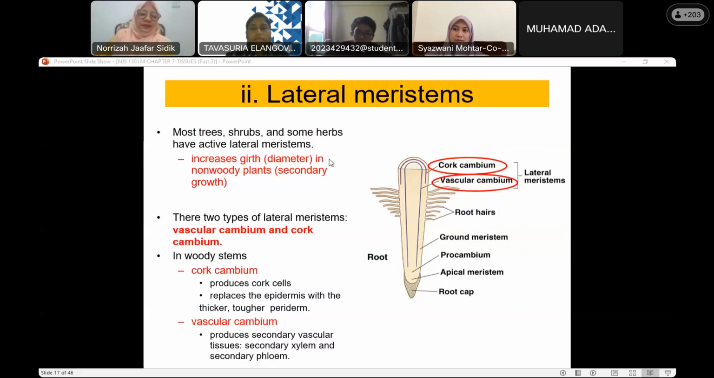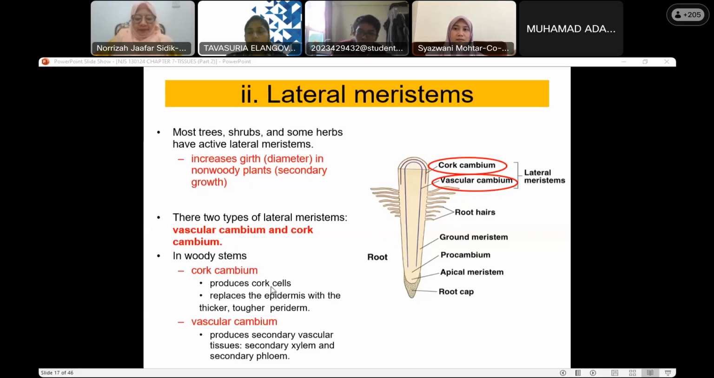Now we go to the second one, which is the lateral meristem. This lateral meristem increases the girth, the diameter of the plant, in the woody plants. You can see here, there are 2 types of lateral meristem. One is the vascular cambium, the other one is the cork cambium. This is in woody stems.